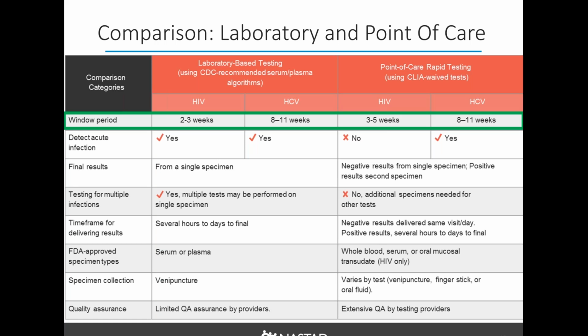I've highlighted a few things I just wanted to point out. We do have the window periods listed here. And on the left-hand side is laboratory-based testing. The left column is HIV, and then the right column is HCV.